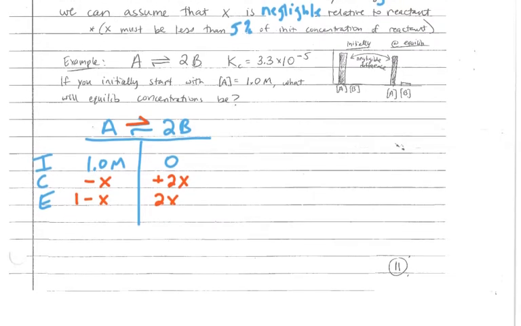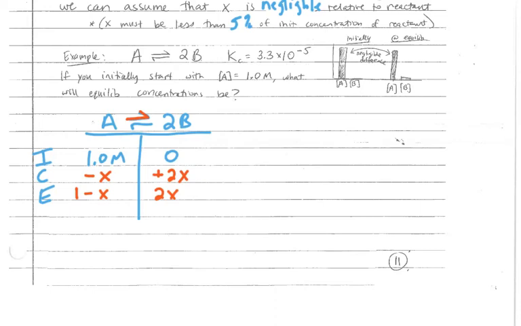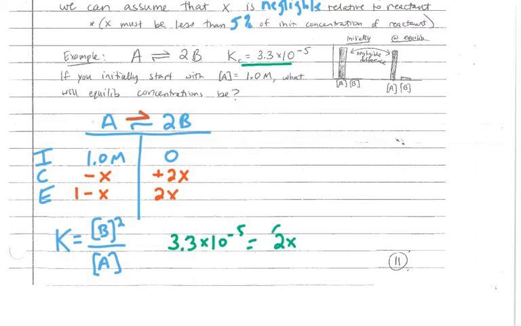So let's set up our equilibrium constant K. K for this equation would be the concentration of B at equilibrium squared over the concentration of A. And we know for this equation, the equilibrium constant is 3.3 times 10 to the negative fifth. And if we plug in, B is 2x squared over 1 minus x.